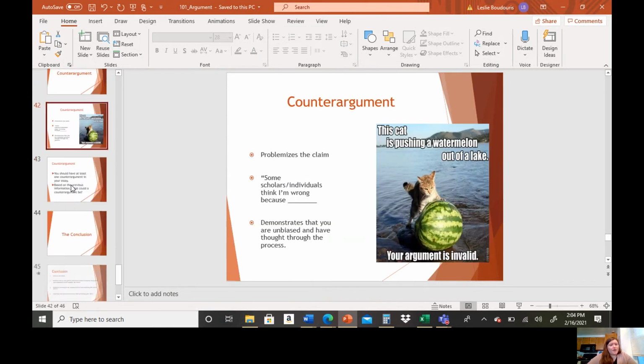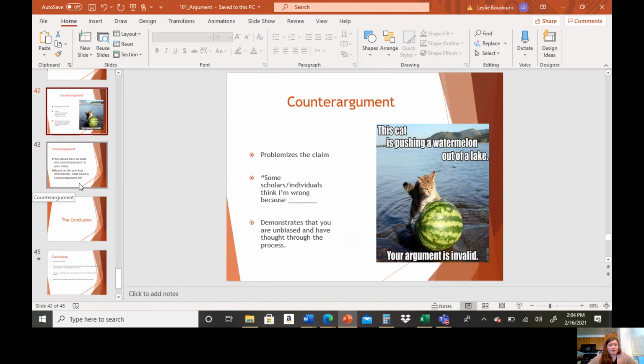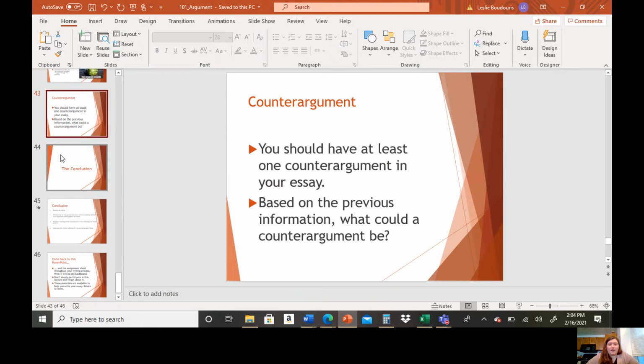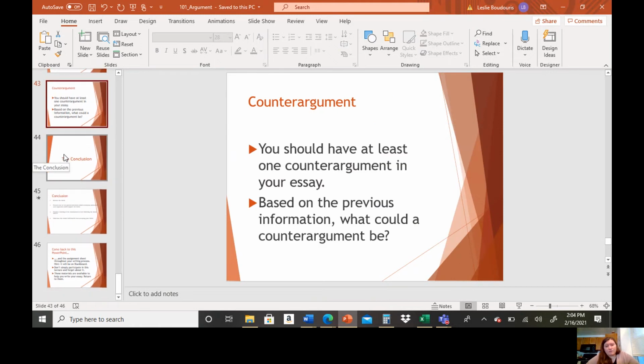Next comes a counter argument. It problematizes the claim. Think about another perspective, which demonstrates that you're unbiased and have thought about the process. It shouldn't just be an opposite perspective, but another perspective. It doesn't really matter where it is, but it should be somewhere in the body paragraphs of your essay. You have a lot of freedom in how you go about doing that. You should have at least one counter argument in your essay. Does the example essay we're reading have a counter argument, and what is it? Can you identify it? I'm not going to give you that one, but can you find it?